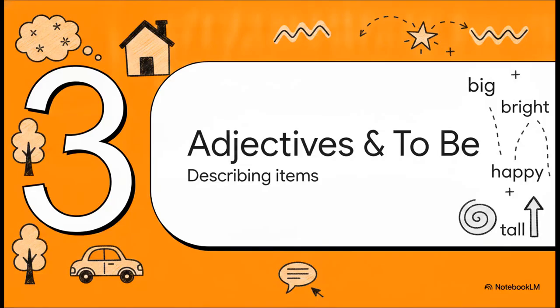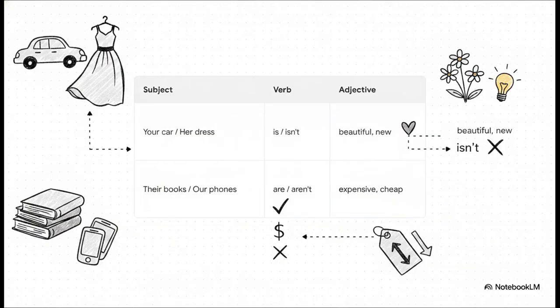All right, Section 3, Adjectives and the verb to be. This is exactly how we pair our subjects with descriptions. The whole rule boils down to singular versus plural. Take a look at the top half. Your car and her dress. Those are singular items, just one thing. So we use is or the negative isn't. Her dress is beautiful. Your car isn't cheap.